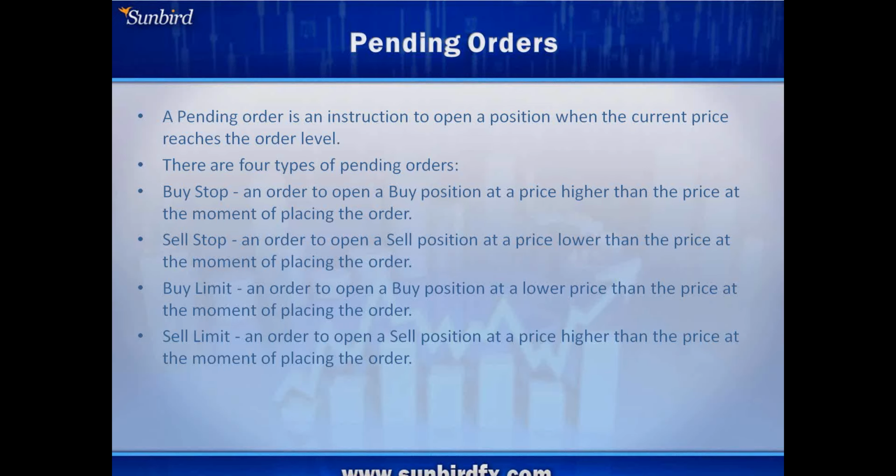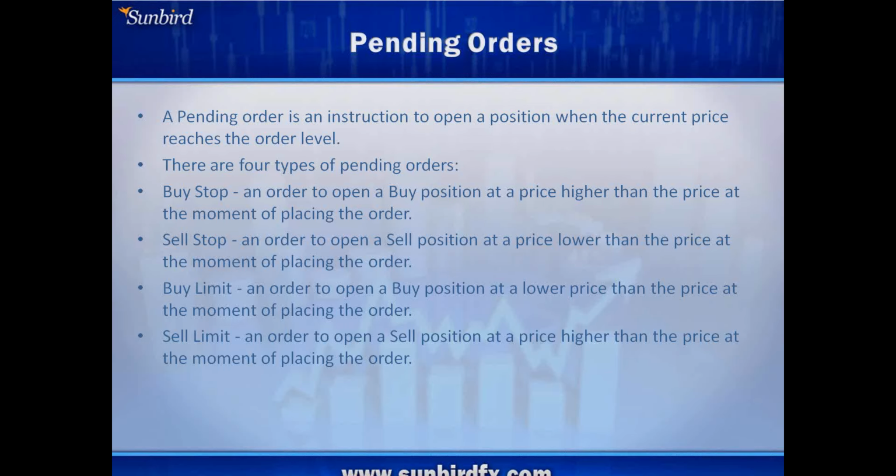All right. Okay. So pending orders. What exactly are pending orders? A pending order is an instruction to open a position when the current price reaches the order level. For example, if the market rate is at 1.5, now you want to put a pending order at 2.0. When it reaches 2.0, your position will be automatically opened with the stop losses that you put and the take profits as well. Now there are 4 types of pending orders, and you will learn exactly.